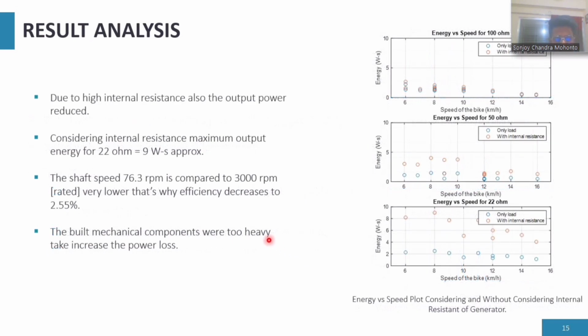Then we identified a huge power loss that occurs due to internal resistance. After considering that, we got maximum output for 22 ohm of approximately 9 watt second. Also, our shaft speed was 76.3 rpm where the rated speed of the generator was 3000 rpm, so it didn't get the desired power. Also the built mechanical component was too heavy and rotating the system requires a higher torque, so it increases the power loss.